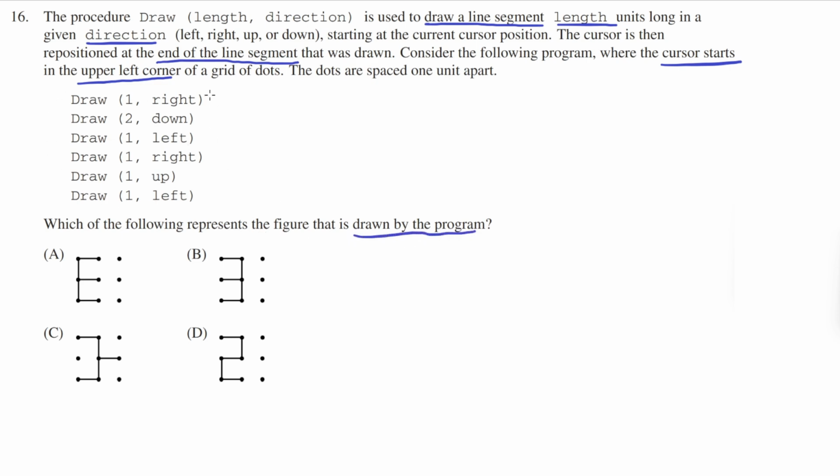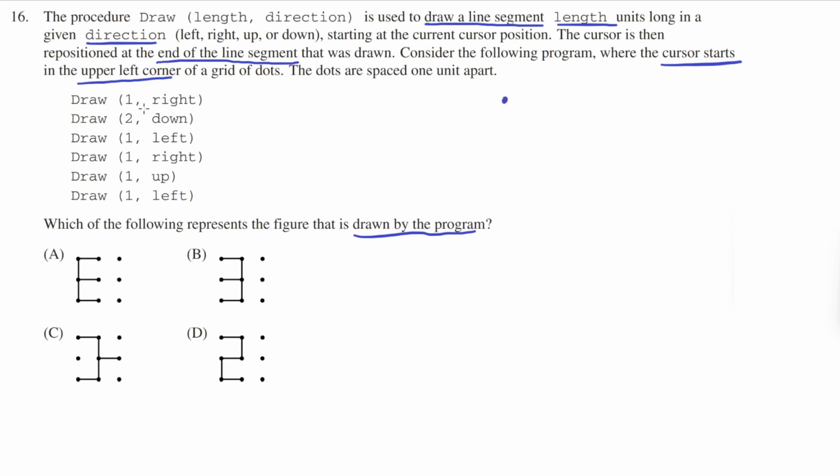So we have this code that just calls the draw procedure multiple times with different lengths and different directions. So let's just go line by line and draw what this would look like. The question said we're going to start in the upper left corner, so we'll just start up here.